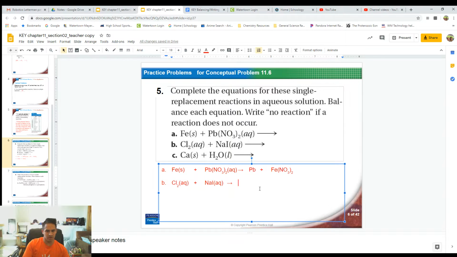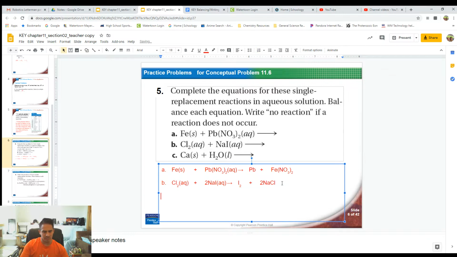So in our products, we're going to have iodine by itself, and it is a Brinkelhoff. Okay, so it's I2, and we'll have NaCl then as our other product. And then in terms of balancing, we need to put a 2 here to balance out the chlorines, and then a 2 there to balance out the sodiums.